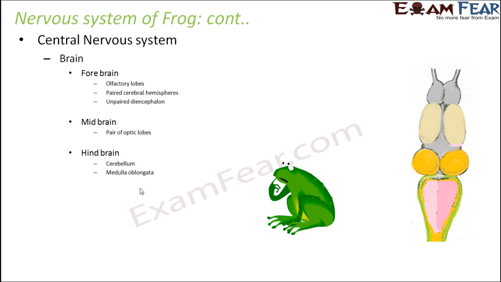So let us quickly talk about the brain. So let us look at the brain of a frog. The brain of a frog is broadly divided into three parts, that is the forebrain, midbrain and the hindbrain. If you look at this picture, you can actually see the forebrain, the midbrain, and the hindbrain. So these are the three parts into which the brain is divided.